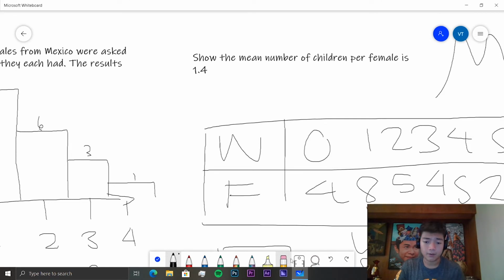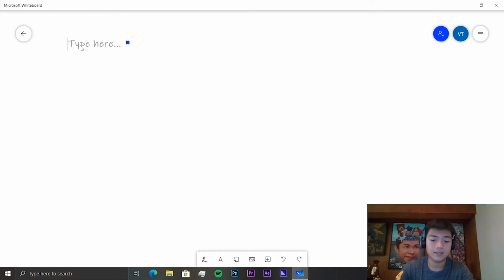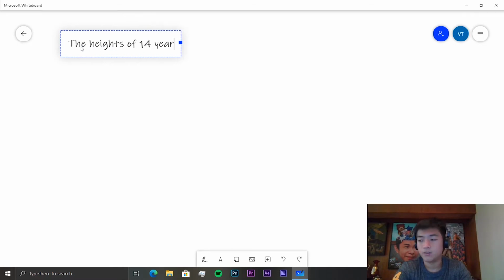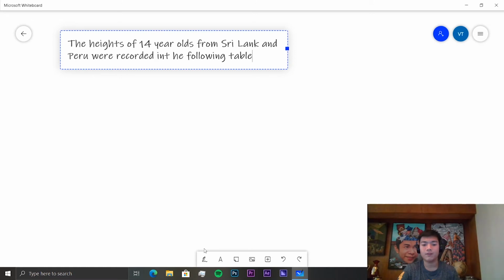Okay, I guess it's the final question already. So we have the height of 14-year-olds from Sri Lanka and Peru were recorded in the following table. And I'm going to simplify this to one table.